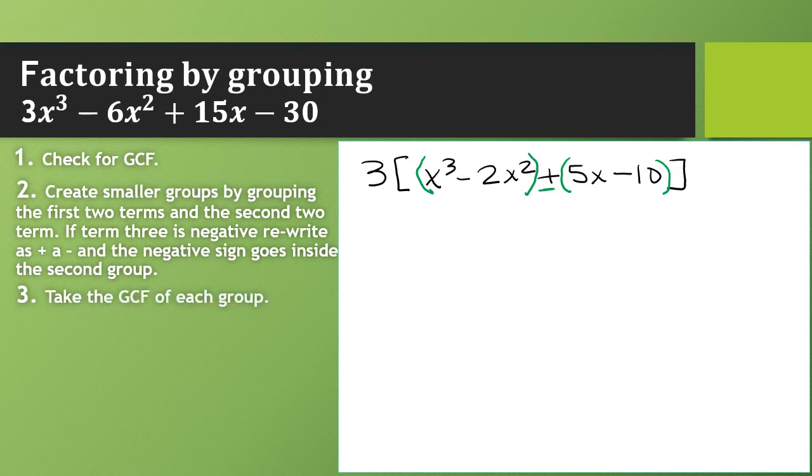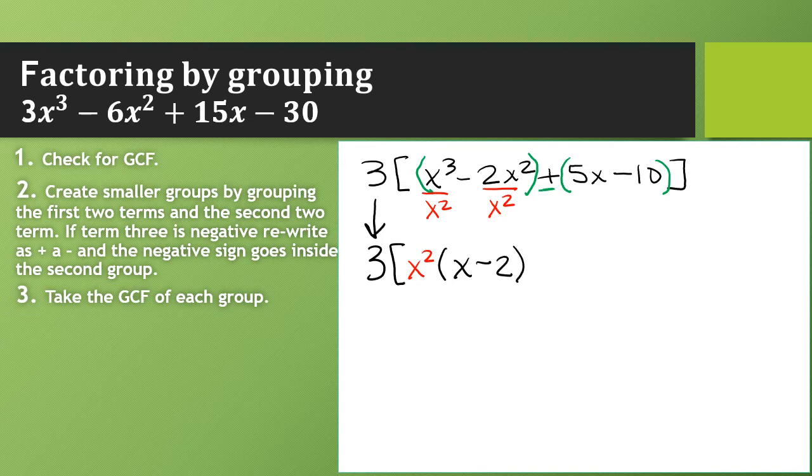So step 3 says take the greatest common factor of each group. Important thing, this 3 has to continue to come down. It will come down with every step. So when I look at my first group, x cubed minus 2x squared, I notice that they both have an x squared in common. So I'm going to take an x squared from here and an x squared from here. And when I do that, x cubed divided by x squared is x, minus 2x squared divided by x squared is 2.